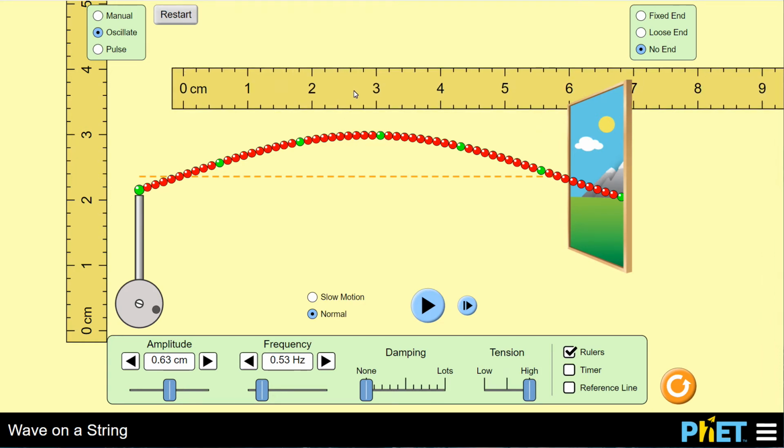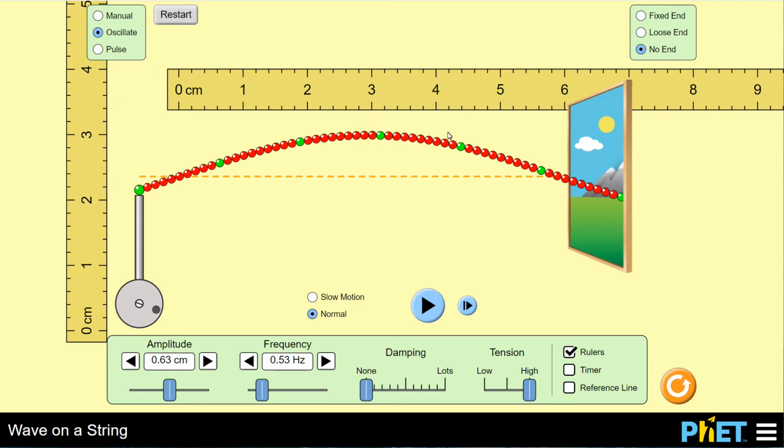Well, think about how much of a wave do we actually have in front of us? Well, it's less than a full wavelength. But let's look at, let's say, from this position to this position. So it goes from equilibrium up to a crest down to equilibrium. Well, how much of a wavelength is that?